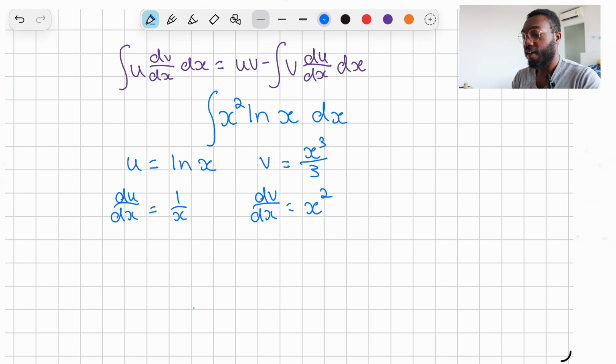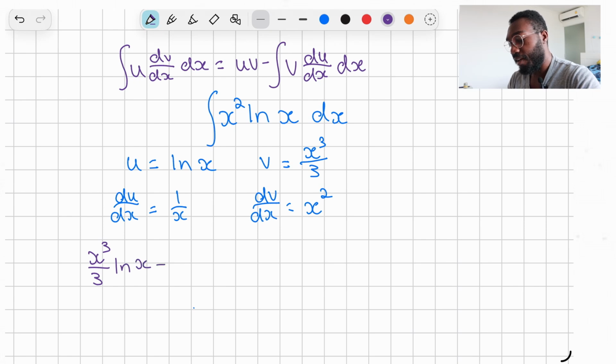And now we just apply that formula again. So uv minus the integral of v du over dx with respect to x. And if we do that, we get u times v. So what would that be? That would be x to the 3 over 3 ln x.